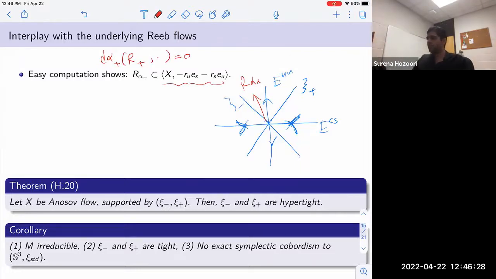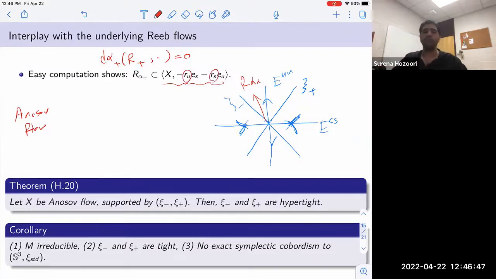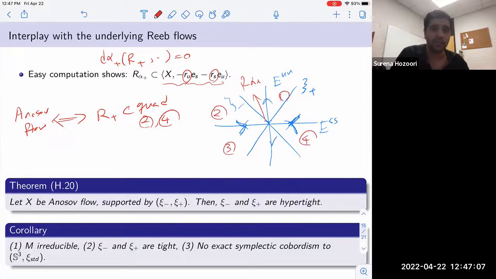It's a very easy observation, just from enforcing this condition. But this very easy observation gives you a nice and useful characterization of Anosov flows in terms of these underlying Reeb flows, because notice that the signs of R_s and R_u basically determine which quadrant this Reeb vector field is living in. So you can see this is an Anosov flow if and only if R plus is in quadrant 2 or 4, if this is 1, 2, 3, 4, and similarly we can express that in terms of R minus.